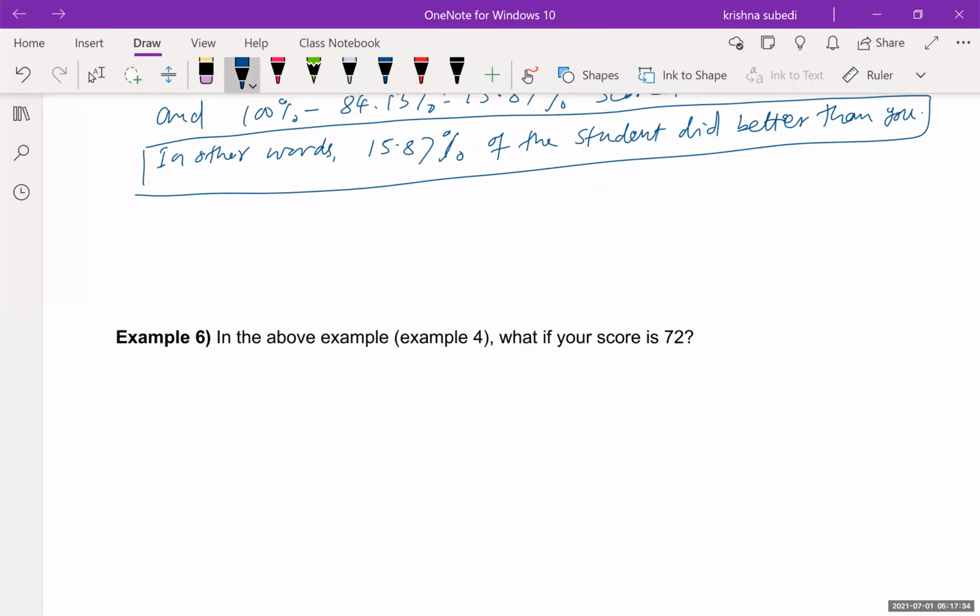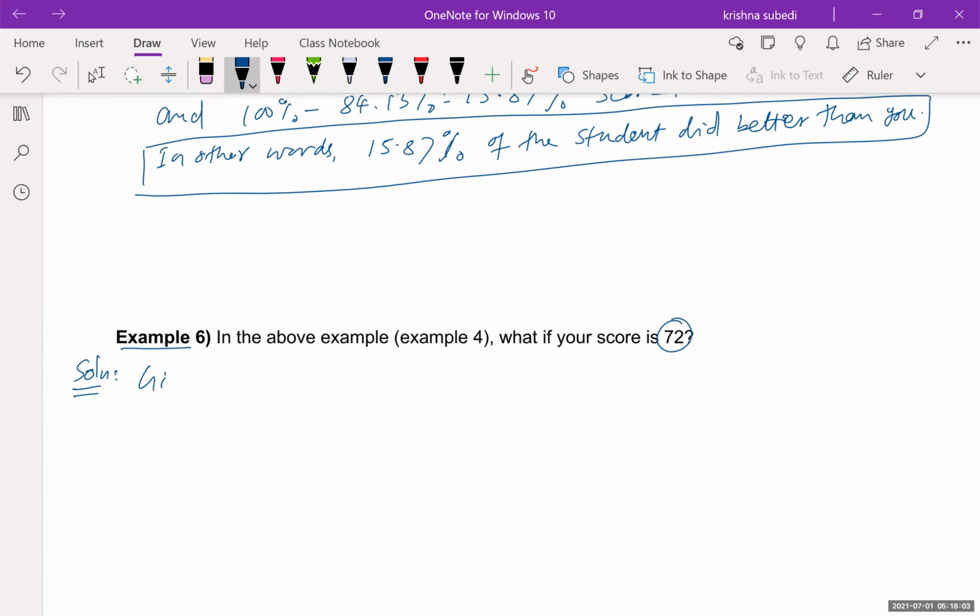Now let's look at example 6. In the above example 4, what if your score is 72? I would like you to try this. If your score is 72, at what percentile are you? In other words, how many percent of the students did better than you and how many did poorer than you. I want you to try this, okay? Try this yourself just for fun.